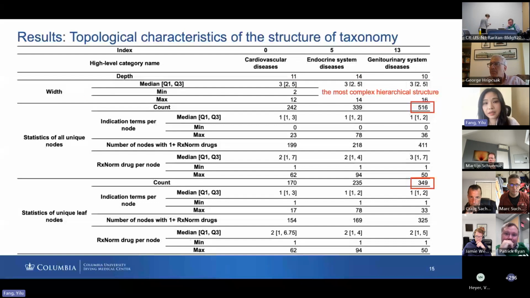We also counted the unique nodes and unique leaf nodes in each subtaxonomy. And genitourinary system diseases had the most complex hierarchical structure. It had 516 unique nodes and 349 unique leaf nodes.